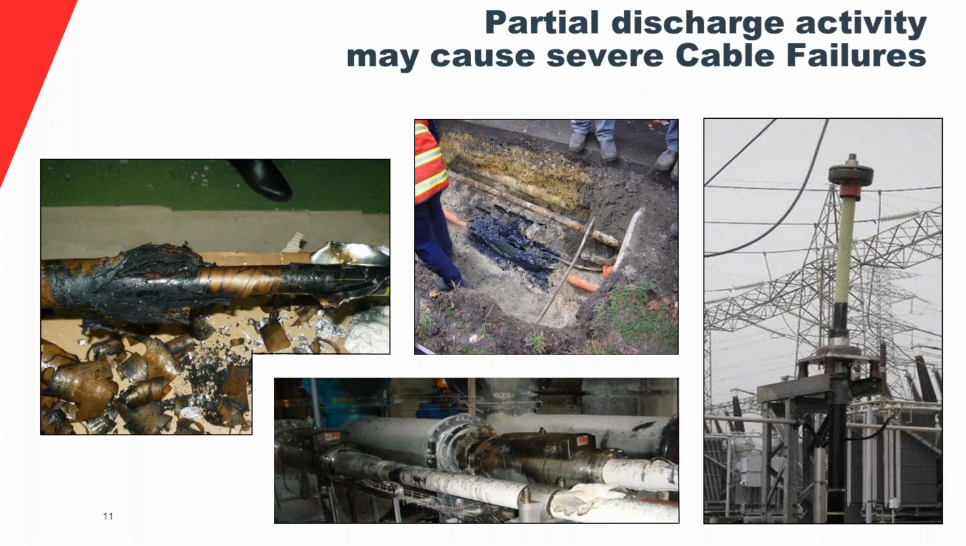Then on the top in the middle, you see a typical medium voltage cable failure. Some splice blew up on an extruded cable, and on the left you see a PILC cable failure. So this is what you get if you just keep the assets going without looking for partial discharge activity.